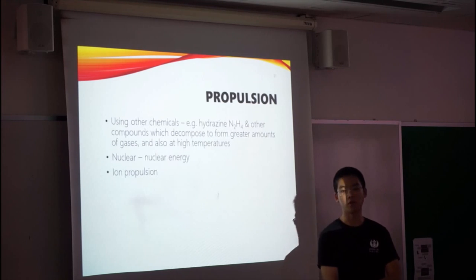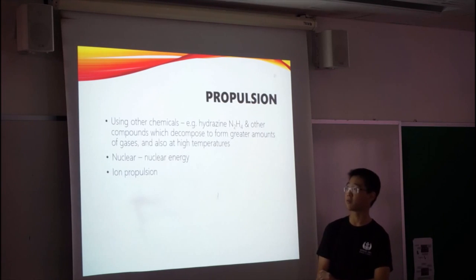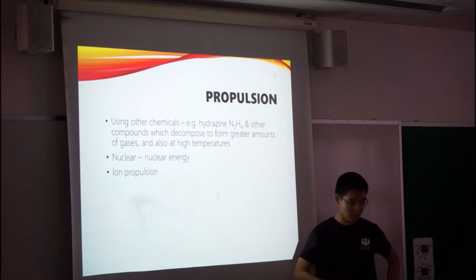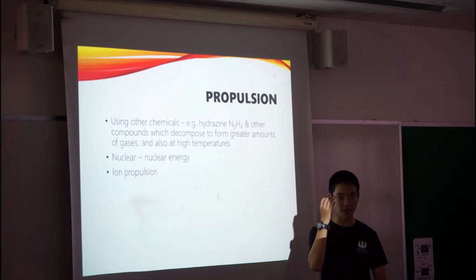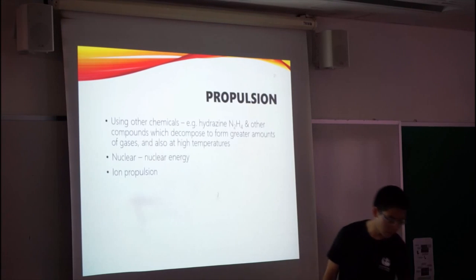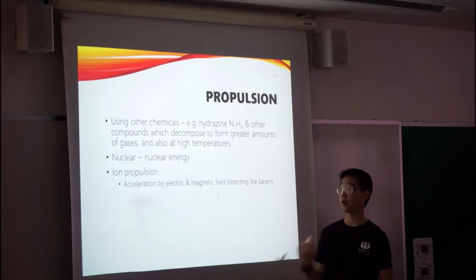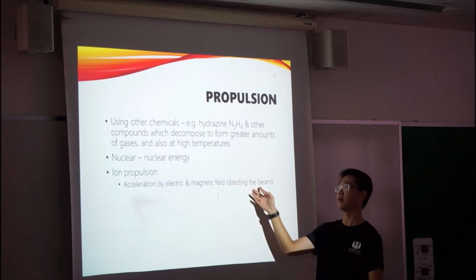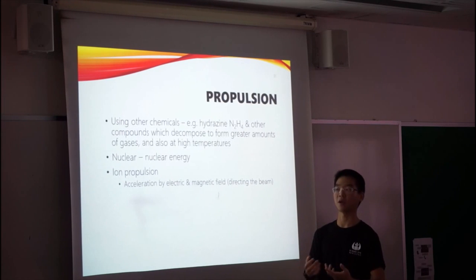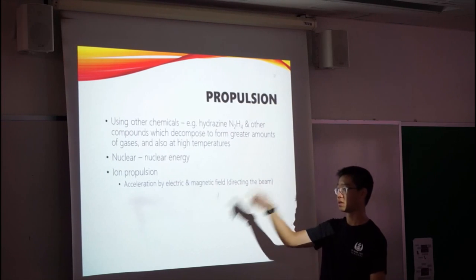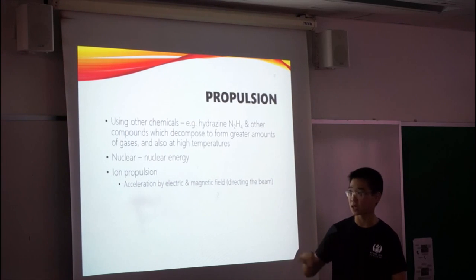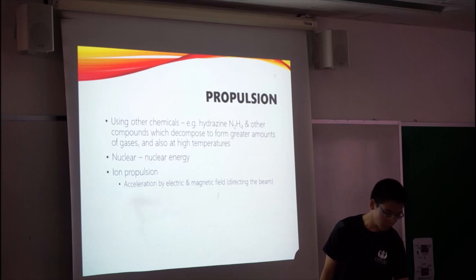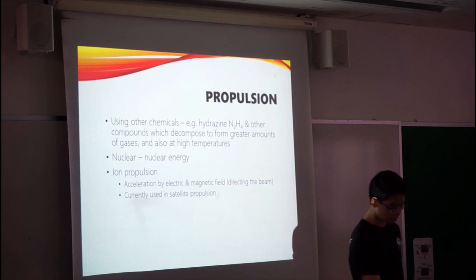Next, you have ion propulsion. This one is quite different from chemical propulsion, because instead of using chemical energy to release heat and produce thrust, we are using electric fields and magnetic fields to accelerate the ions. The magnetic field is used for directing the beam, but the acceleration is primarily done by electric fields. So it accelerates the ions and thrusts them out at a very, very high velocity. That also provides a momentum change, which is currently used in satellite propulsion.